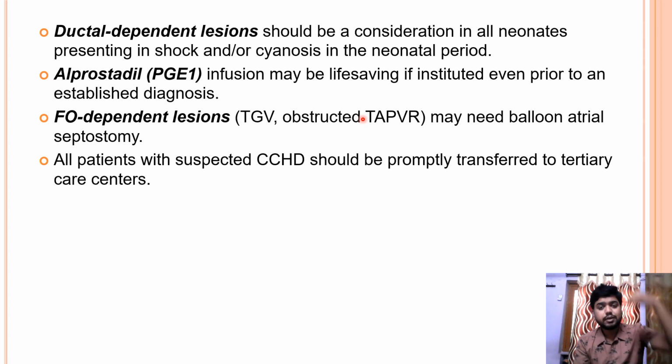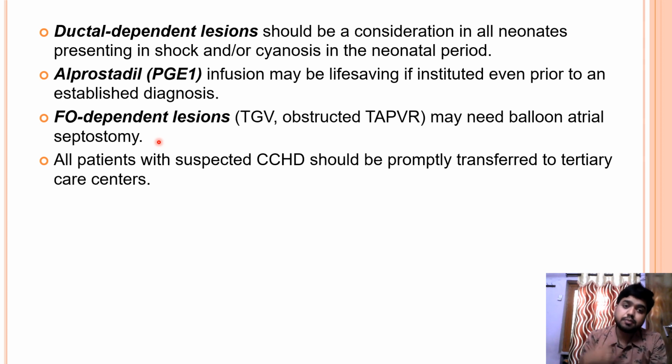RA, RV, lungs, and again to RV. Total anomalous pulmonary venous return to the right side. So there is no blood going to the left side. So these children need immediate emergency balloon atrial septostomy. So this is not something like duct dependent even.